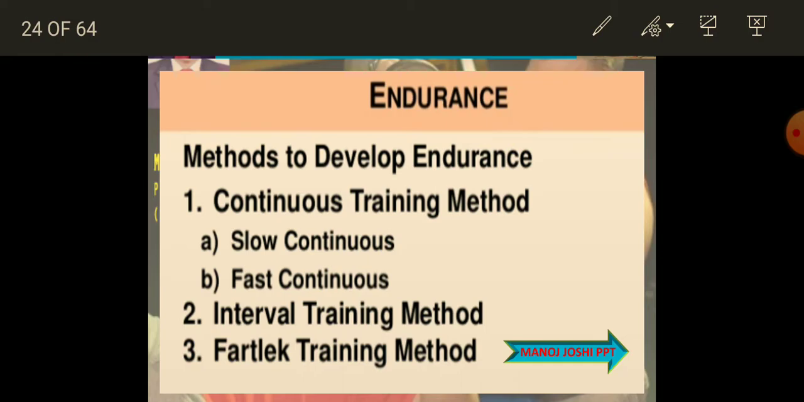So we are continuing the lesson training in sports, and we have discussed the strength and methods of developing strength in the previous video. Now, the endurance: we have discussed the types of endurance in the previous video. Now we are discussing the methods to develop endurance. In this video we will discuss endurance and speed.